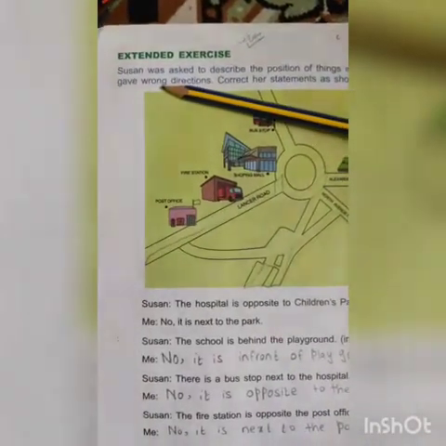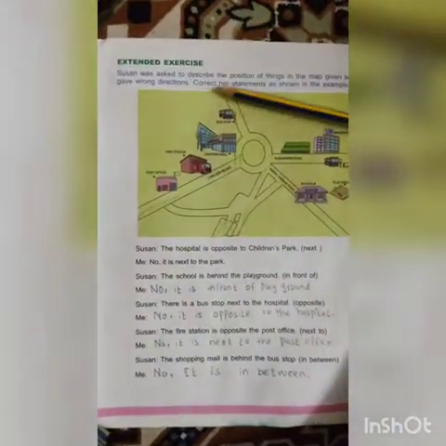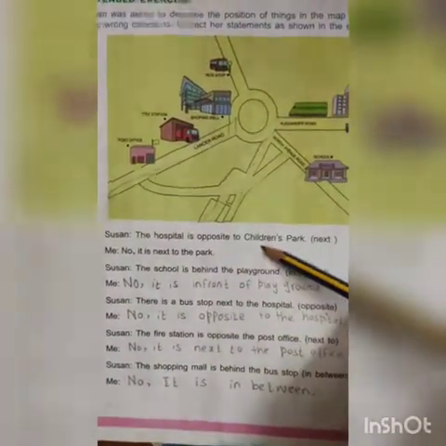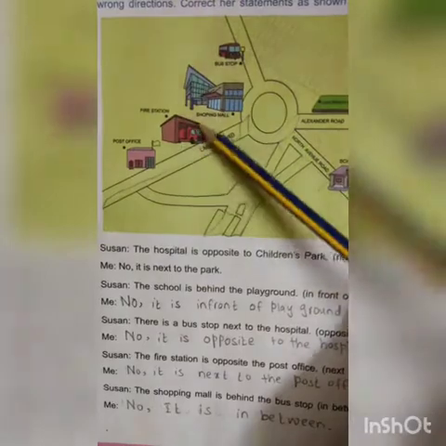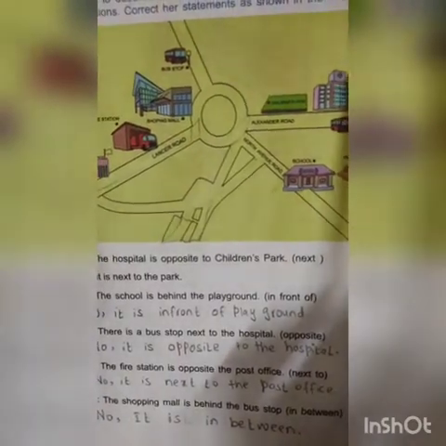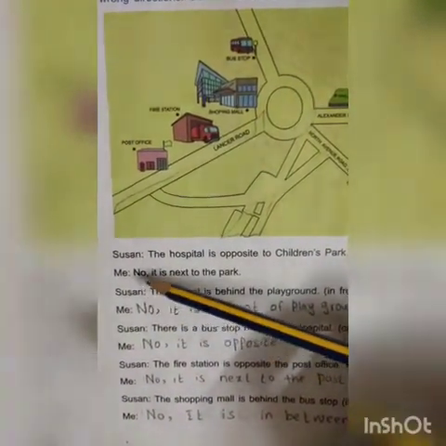Now look at your page number 51, extended exercise. Susan was asked to describe the position of things in the map given below. She gave wrong directions. Correct her statements as shown in the example. Susan: the hospital is opposite to Children Park. Where is the hospital? In this picture, where is the hospital? Look here. Hospital is here. Hospital is opposite to the Children Park. No. The hospital is next to the Children Park. So you write it here. It is next to the park.